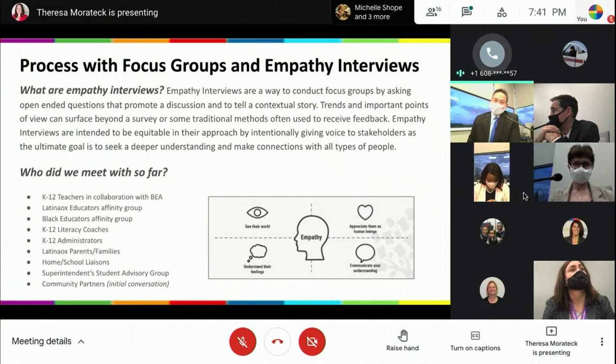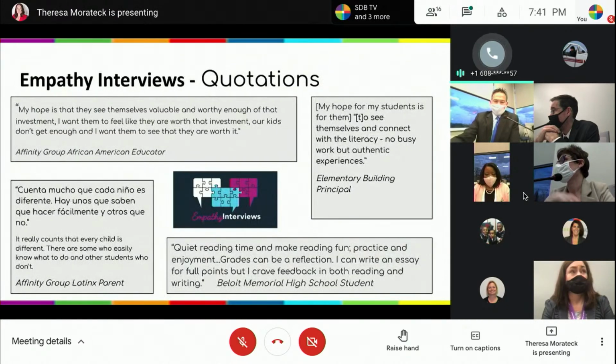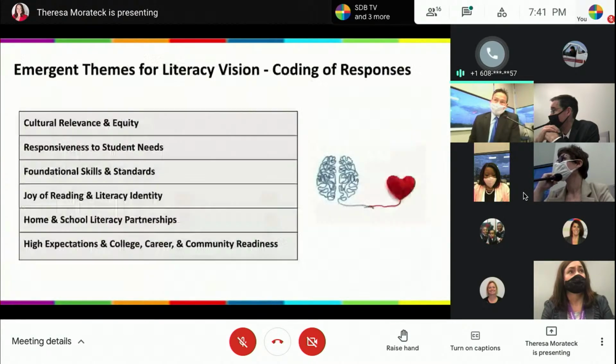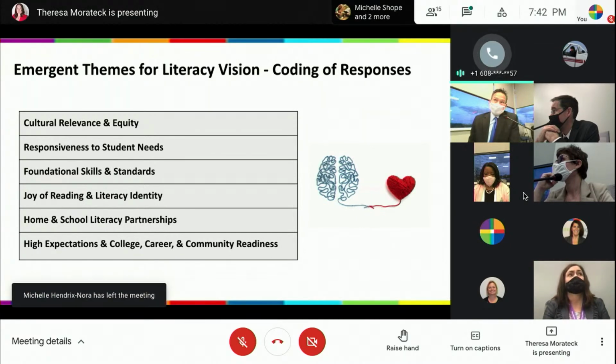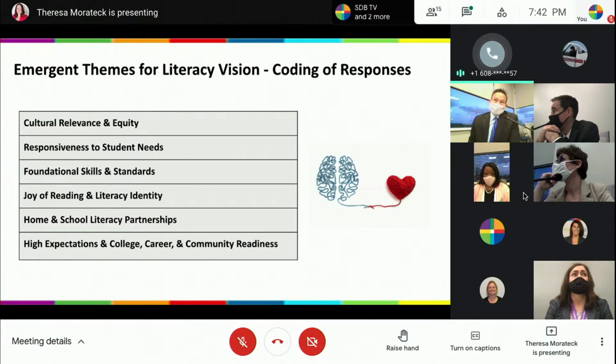It's actually the 6th slide, I believe. It was very clear as we spoke to empathy groups across stakeholder groups, whether it was teachers, administrators, parents, students, that there were themes that came across in all of that data. And these themes: cultural relevance and equity, responsiveness to the student needs, foundational skills and standards, joy of reading and literacy identity, home and school literacy partnerships, and then high expectations in college, career, and community readiness.